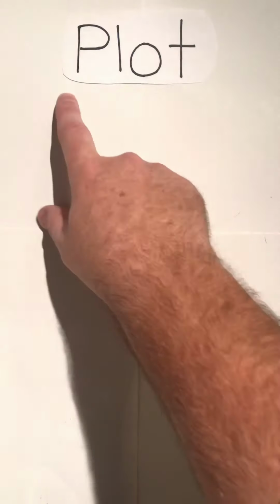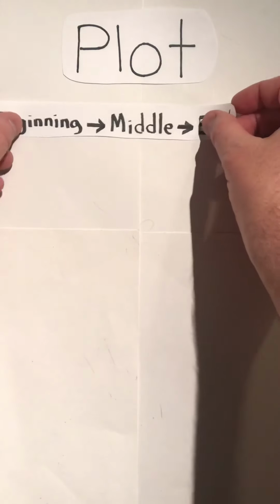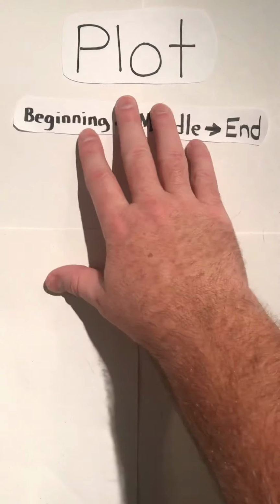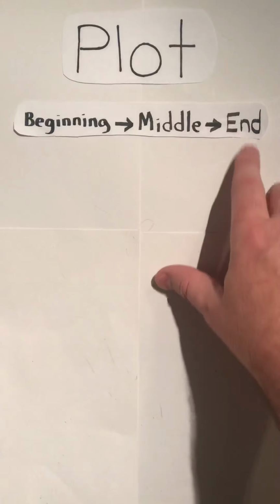When we think about the recipe of a story, one of the really big ingredients is plot. What is plot? Well, that's simple. Plot is the events or the things that happen to the character in the story. Stories have a beginning, a middle, and they have an end.